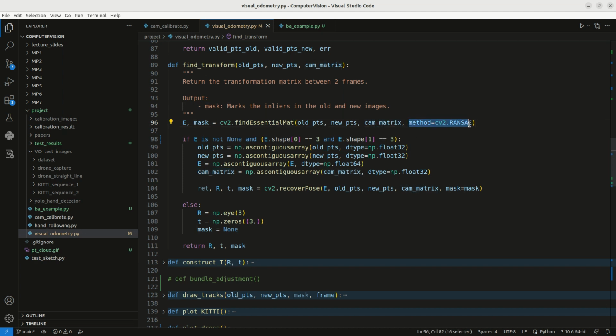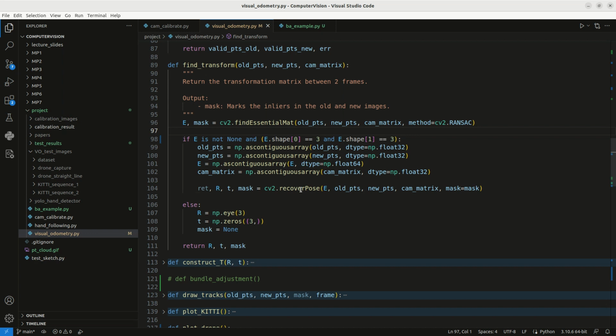And the reason we have a RANSAC here is because we want to filter out the outliers in the first and the second frame, because the feature detection and the correspondence may not be very accurate, and we may have some false correspondences. So we want to remove those outliers. That's why we use the RANSAC algorithm to filter out the outliers.